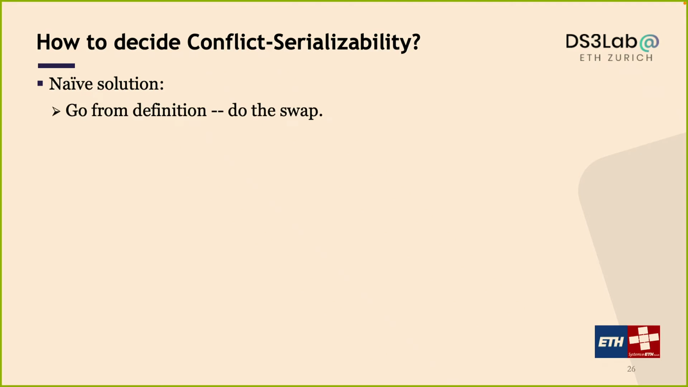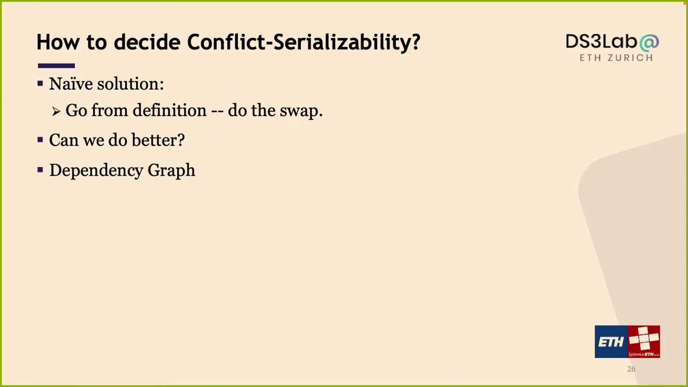Well, there's a naive solution, right? Go back to the definition and do the swaps. You try all the possible ways to swap, and you see whether you can reach a serial schedule or not. There's nothing wrong with it, but it's very hard to do. So there's a much simpler way to decide conflict serializability.